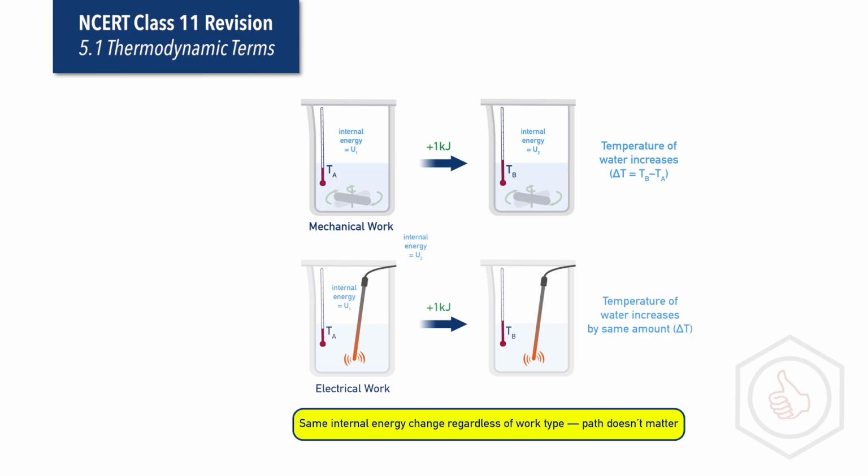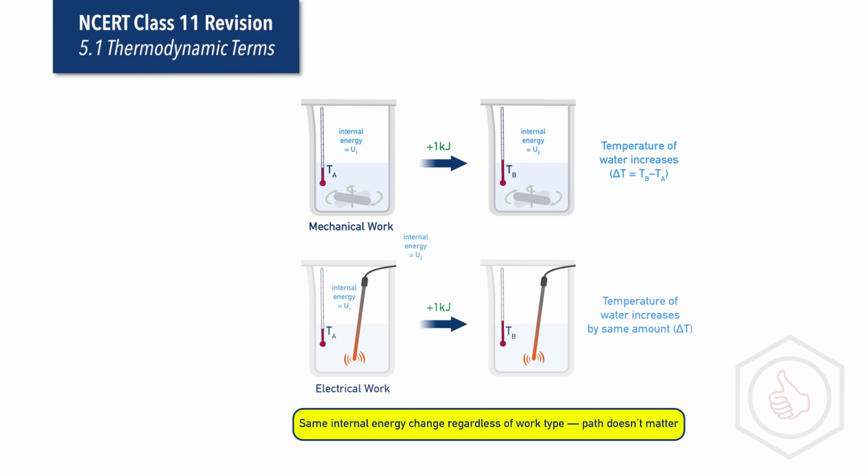This experiment, originally by J.P. Joule, showed that regardless of the method, if the same amount of work is done, a system undergoes the same change in internal energy. Hence, internal energy depends only on the state, not the path. It is a state function.